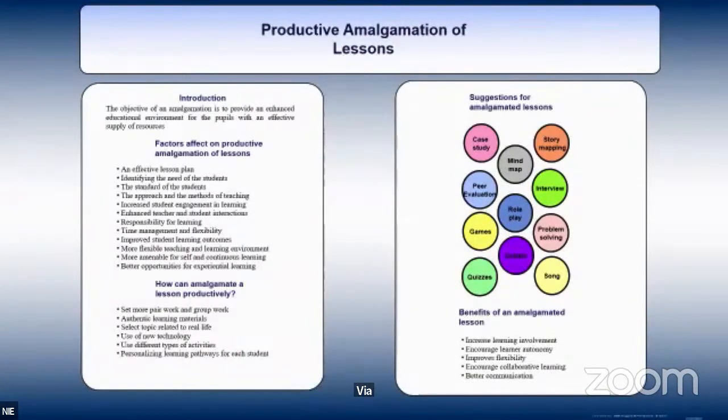What benefits can we gain through an amalgamated lesson? It encourages learner autonomy, collaborative learning with promoting better communication. Learning involvement is high during the lesson. So the pupils learn well if you can amalgamate a lesson productively.